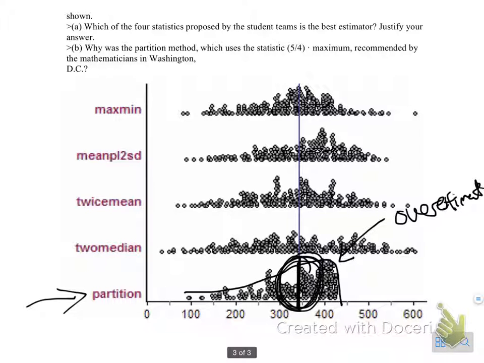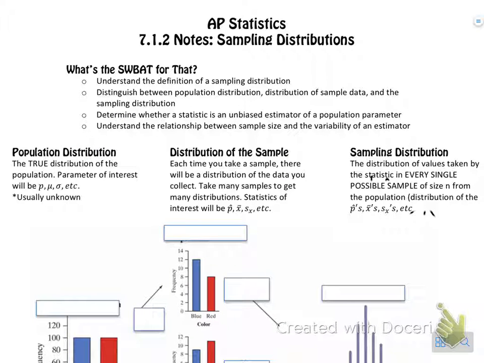But when you're talking about the context, in war, it's better to overestimate the number of tanks that the Germans have than underestimate it. So that was why they used that particular statistic. And voila, that is the end of 7.1 and what a sampling distribution is.